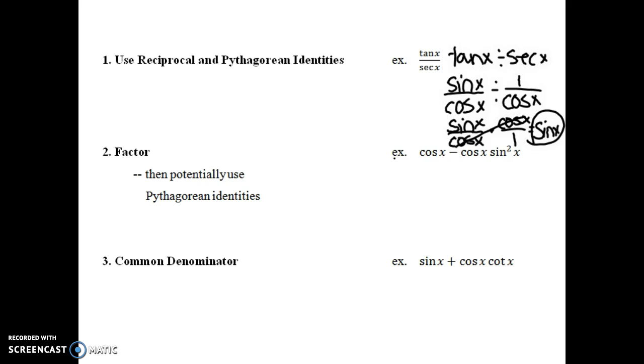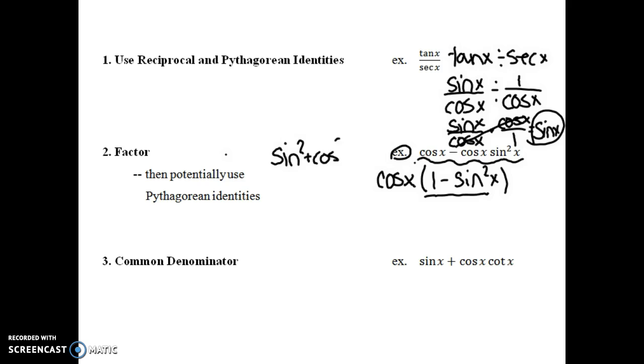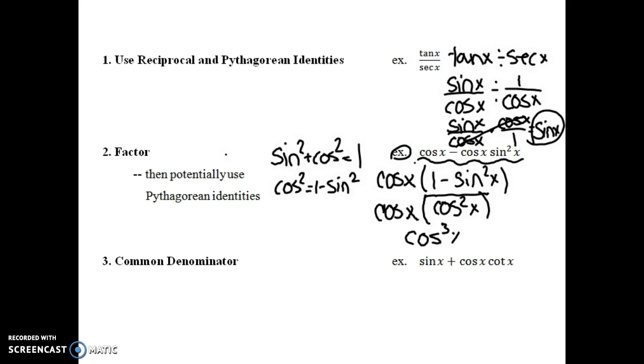So let's look at example number 2, which goes along with the factor strategy. I always look for a GCF first. I see that cosine x is the GCF. Pull it out, I'm left with 1 minus sine squared x. Identify that as a Pythag identity. Off on the side, sine squared plus cosine squared equals 1. Therefore, cosine squared equals 1 minus sine squared. This becomes cosine x times cosine squared x. Multiply those, and I now have 3 cosine x's, so cosine cubed x.